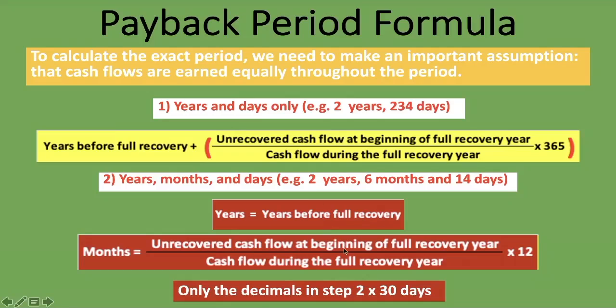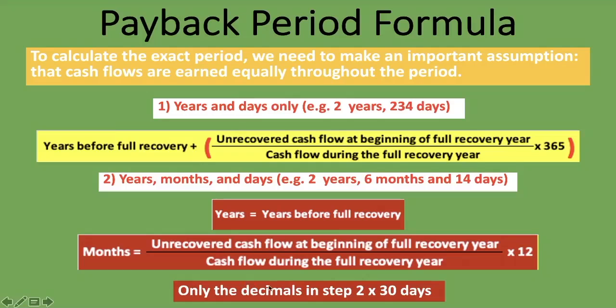So for the number of years, we take the years before full recovery. For the number of months, we'll take the unrecovered cash flow at the beginning of full recovery year divided by the cash flow during the full recovery year multiplied by 12. And then we just take the whole number without the decimals.